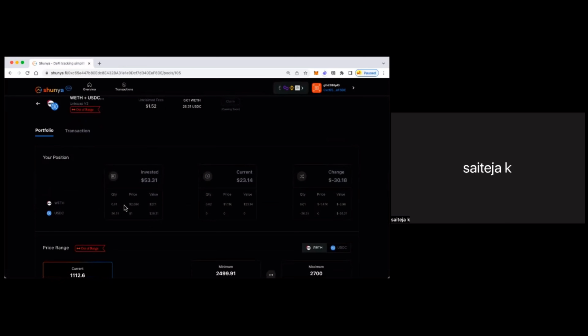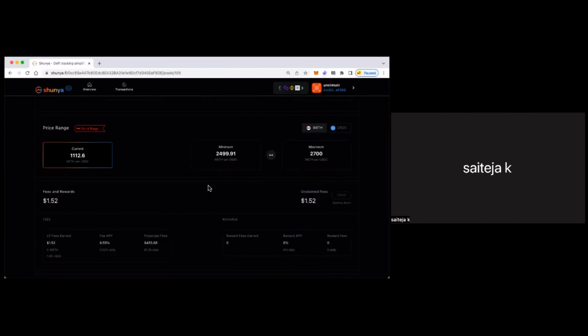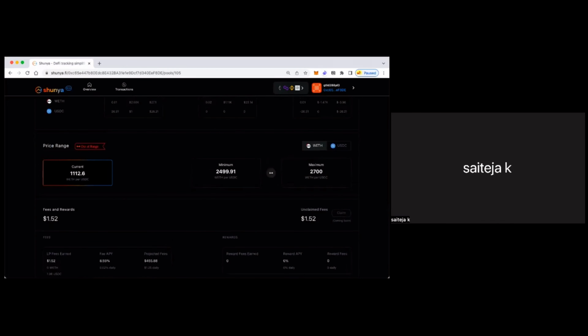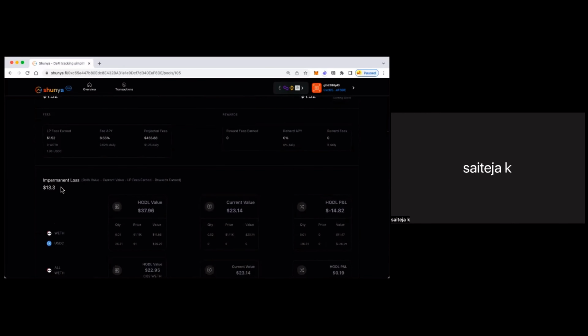And what's my individual position? From the day I invested, what were the individual assets, what was the price, what was my invested value, and what is the current scenario? As it is out of range, my entire USDC got converted, and I'm at a $30 loss. Along with that, you can get the minimum tick and maximum tick of this liquidity position, and the impermanent loss. I have around $30 worth of impermanent loss.